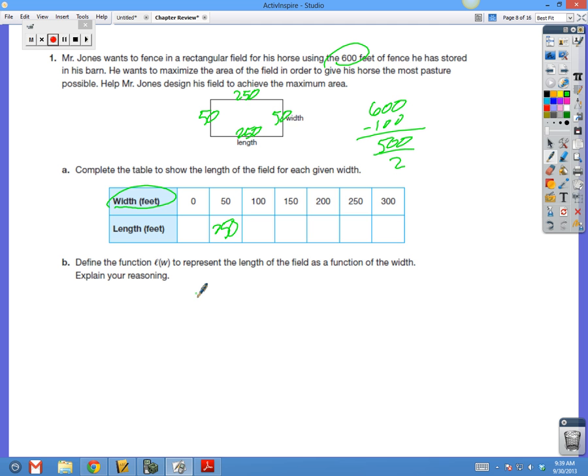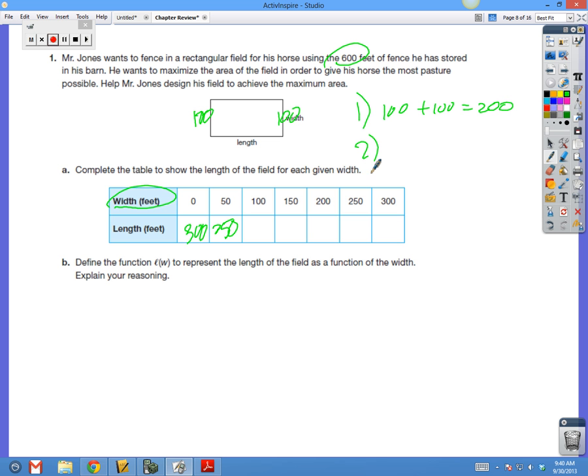If you use 0 on the width, then that means you have 600 left. So you use 300 here, 300 here. Let's do one more. 100, then you can fill the rest of the table out. If you use 100 for the width, that means you've used 100 on this side and 100 on this side. You have used 100 plus 100. You have used 200. This is move number 1.